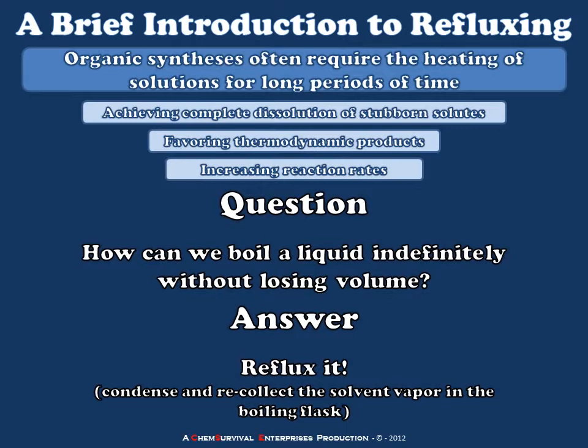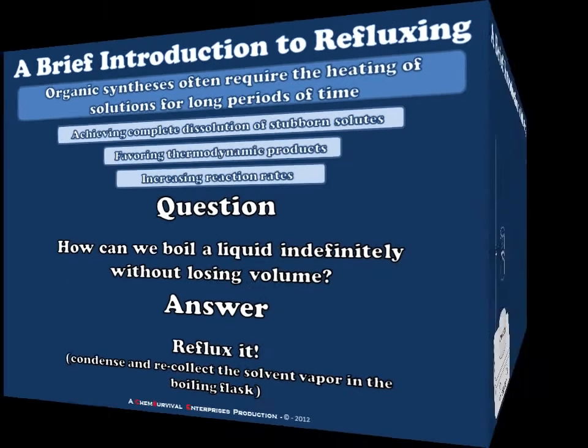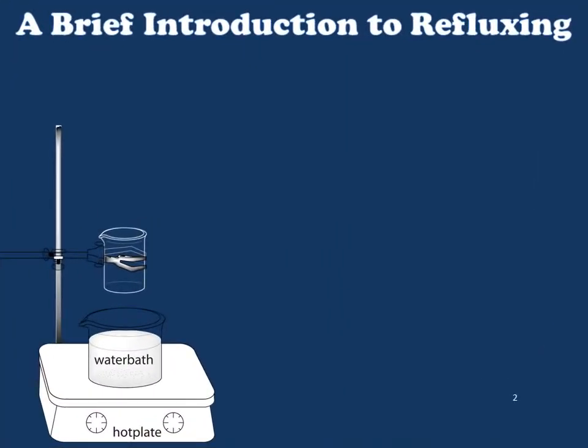Now, before we talk about the technique of refluxing itself, let's take a look at the alternative and why it is we need to reflux in the first place. Now, the simplest way to heat an organic solution is using a water bath or oil bath and a suspended beaker or flask. Now, let's take a look at this beaker and see what would happen if we attempted to heat a solution for an extended period of time.